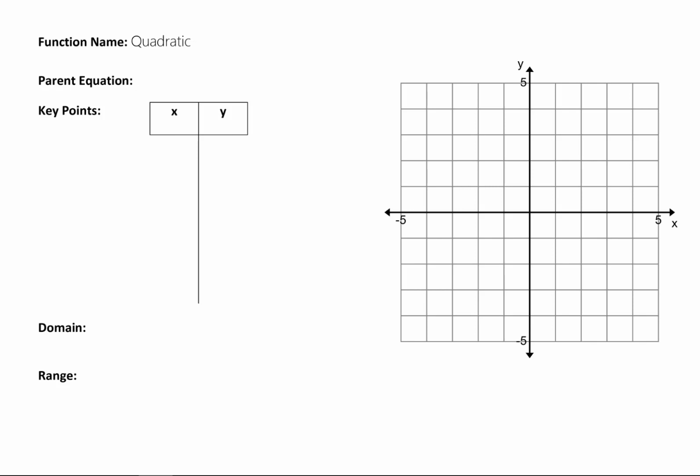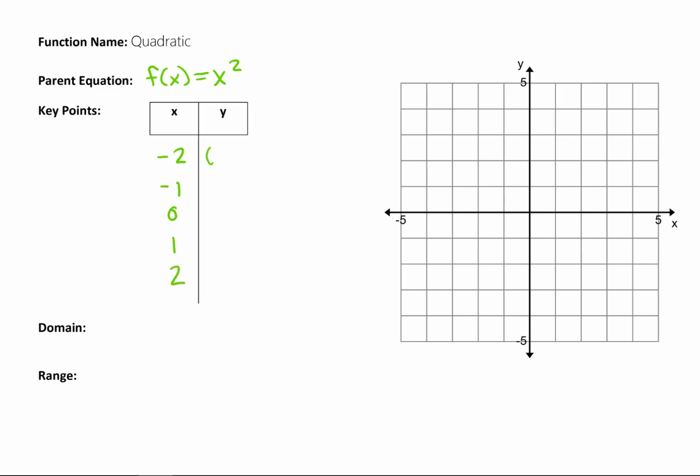Today we're going to review some parent functions that you would have learned about in Algebra 2. The first one we're going to go through is the quadratic. So the parent function for the quadratic is f of x is equal to x squared. Our key points and table of values for the parent function have x values -2, -1, 0, 1, and 2.